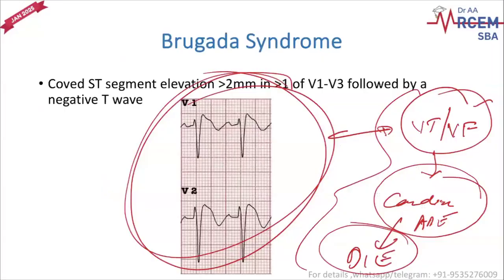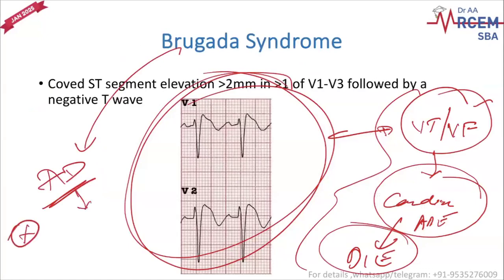One more thing is Brugada syndrome is an autosomal dominant disorder. So if, for example, a person is having Brugada syndrome, what are the chances of his kid having Brugada syndrome? Around 50%. So this can be tested. It is more tested in the OSCE exam, can be tested in your exam also. So be aware of this part.